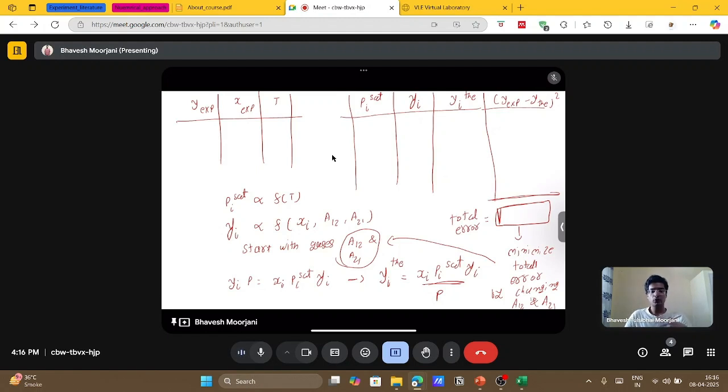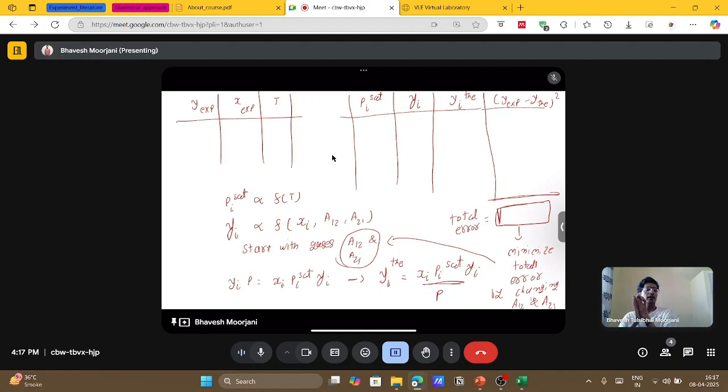You change the value of A12, A21, then again find the total error. If error is decreasing, then you are going in the right direction. You again change the value of Margules constant and see the error till you find that your error is within some tolerable limits. So by doing so, what we did, we fitted our Margules parameter on the experimental data that we have.